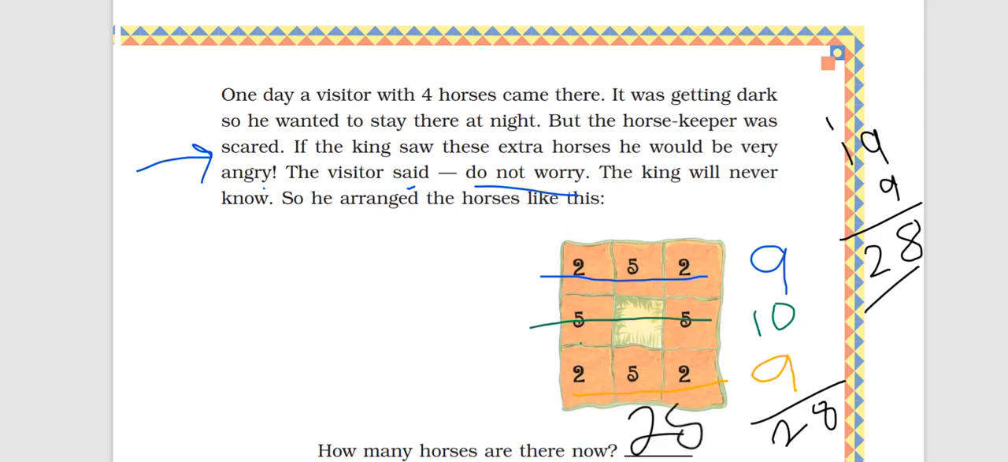There are 28 horses. So before the visitor came, there were 24 horses with the king in the horse stable. Now there are 28. So the only thing that the visitor really did was he wanted to put the horses in a way that each row and each column would have only 9 horses. Okay.